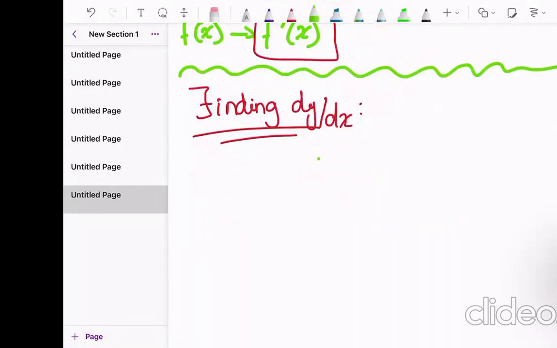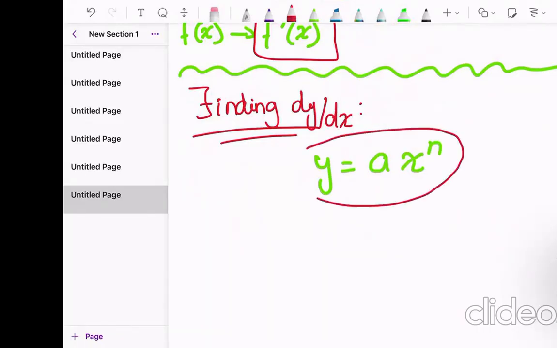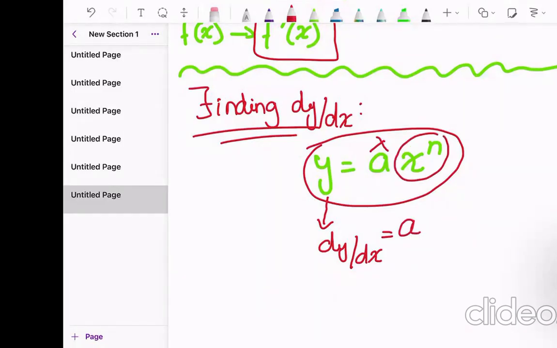For example, y is equal to a x raised to the power n. If I want to apply differentiation on this function, as I told you, when we apply differentiation on y, this will become dy upon dx. As I told you previously in the slide, a is representing any constant number. So you will not apply differentiation on a constant number. So a will remain a. You will apply the differentiation on the variable x raised to the power n.